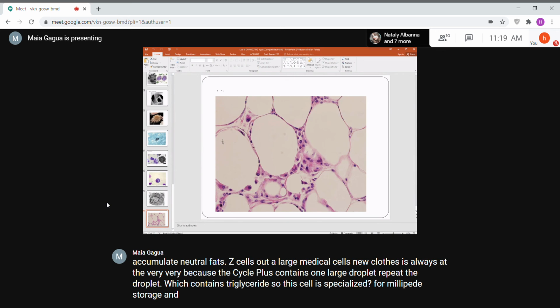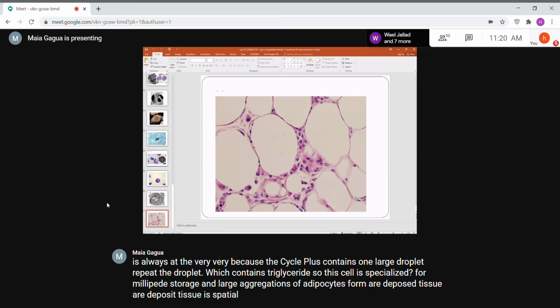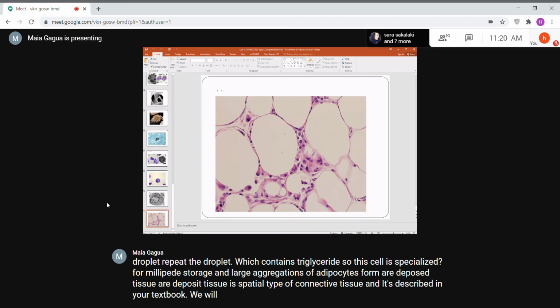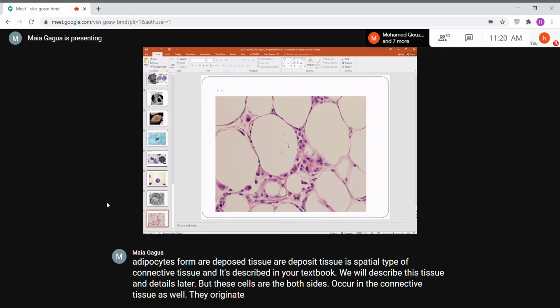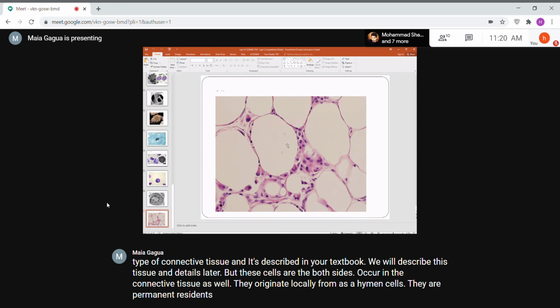Large aggregations of adipocytes form adipose tissue. Adipose tissue is a special type of connective tissue and it's described in your textbook. We will describe this tissue in detail later. But these cells, adipocytes, occur in the connective tissue as well. They originate locally from mesenchymal cells. They are permanent residents of connective tissue.